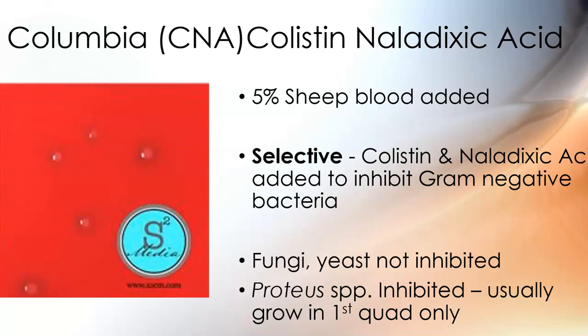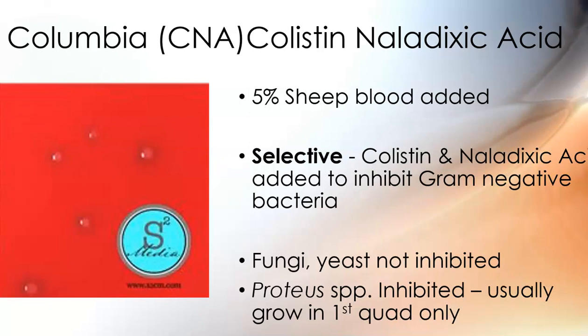Columbia CNA, colistin nalidixic acid. Colistin is an antibiotic. Nalidixic acid is an antibiotic. These things are used to inhibit the gram-negative bacteria, and Columbia CNA has the sheep's blood, the intact red cells, so that you can also see hemolysis on it. Okay, so it is a selective media because it is to grow gram-positives and fungus.